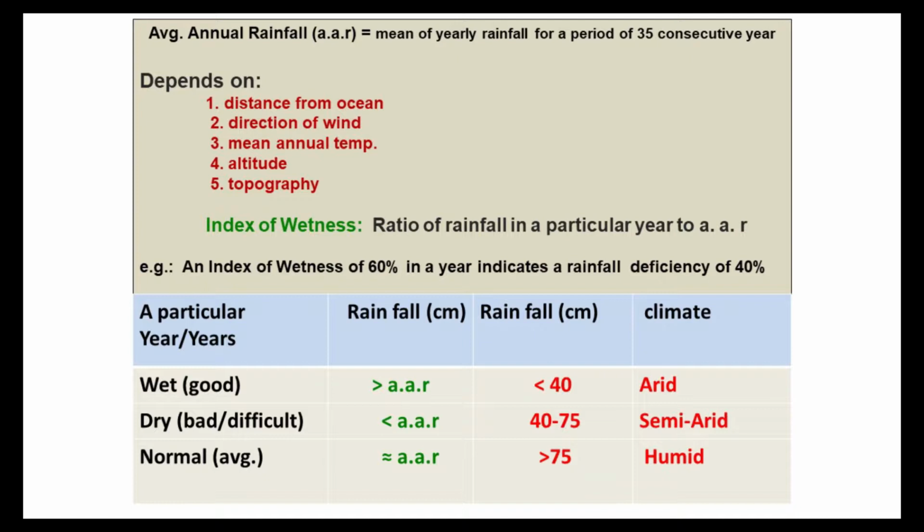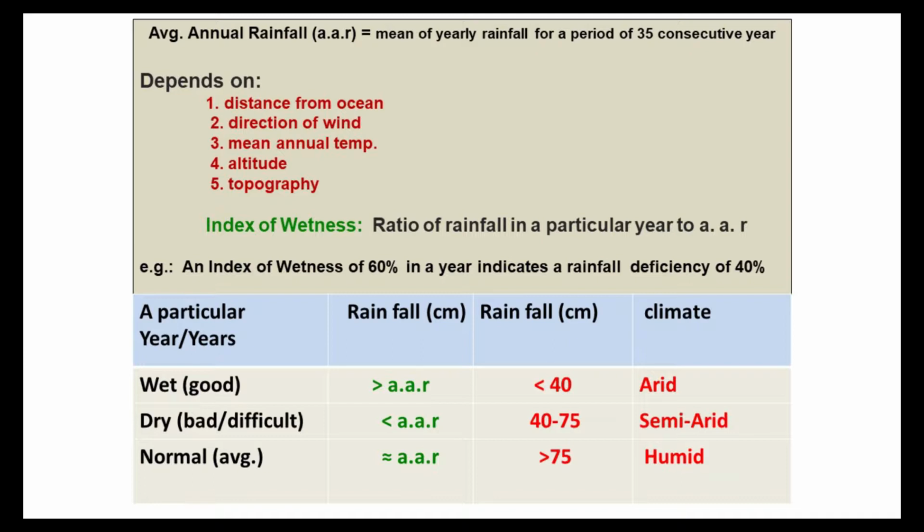How we classify a particular year as wet, dry, or normal is based on the intensity of rainfall. Similarly, we can classify into different categories like arid, semi-arid, or humid on the basis of the intensity of rainfall. If the rainfall is more than the average annual rainfall, then that particular year is termed a wet year or good year. If the rainfall is less than the average annual rainfall, then that year is termed a dry year, bad year or difficult year. Similarly, if the rainfall is more or less equal to the average annual rainfall, then that year can be termed a normal year or average year.